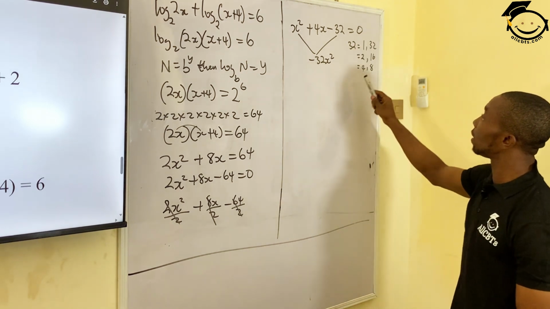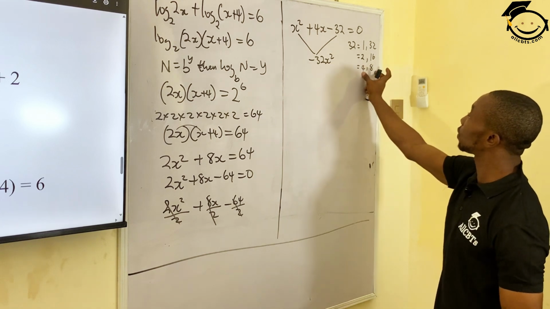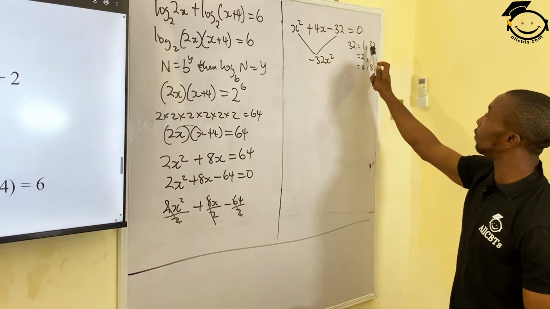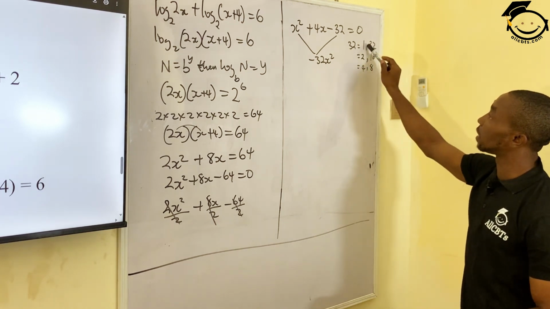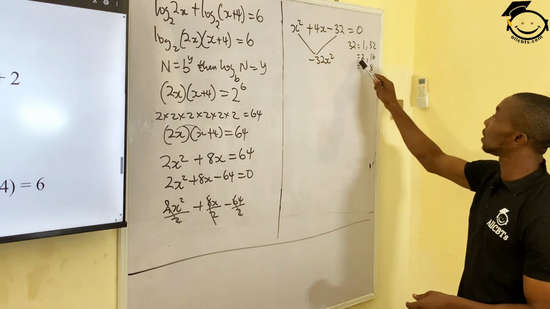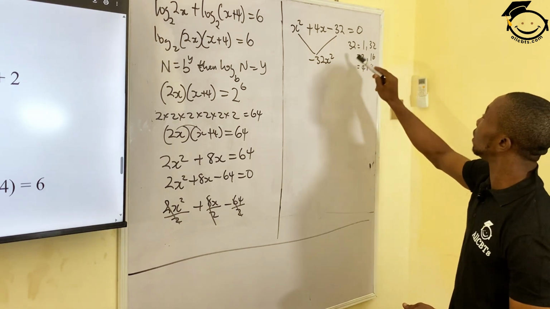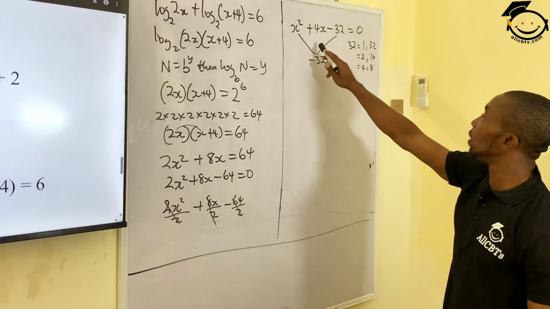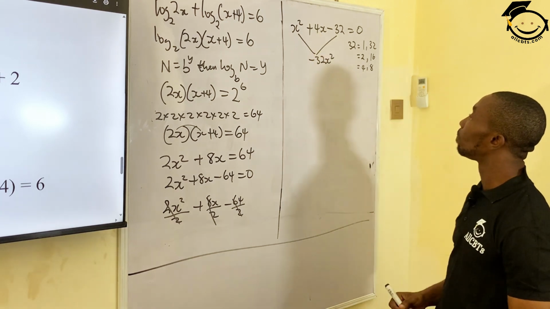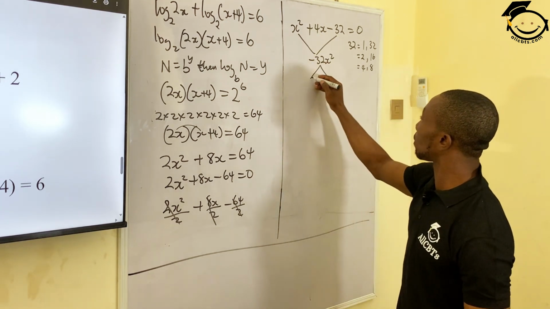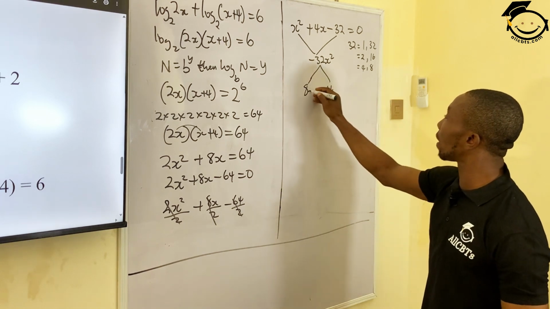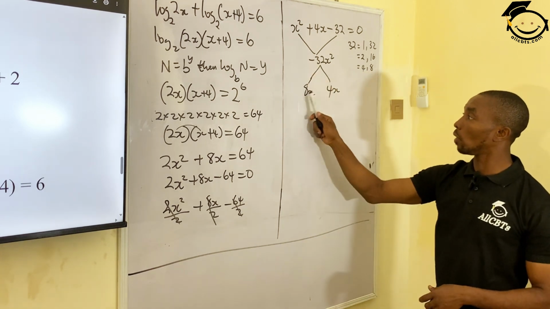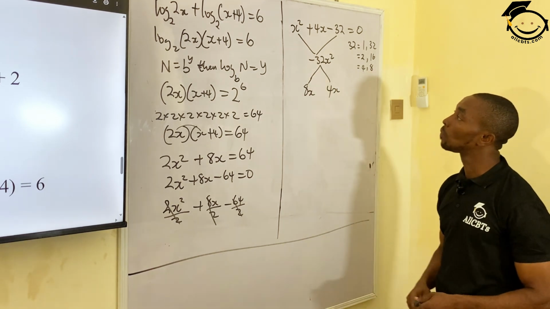So if we have this, the next thing to consider is which of these factors will give you 4. 32 and 1 will give you either 33 or 31, which is not. 16 and 2 will give you either 18 or 14, which is not. But 8 and 4 will give you 12 or 4. Alright, now bearing in mind that our factors are 8 and 4, we'll consider our sign. Since it's negative, one of them has to be negative and the other positive.